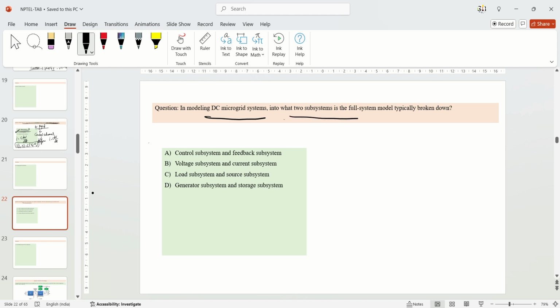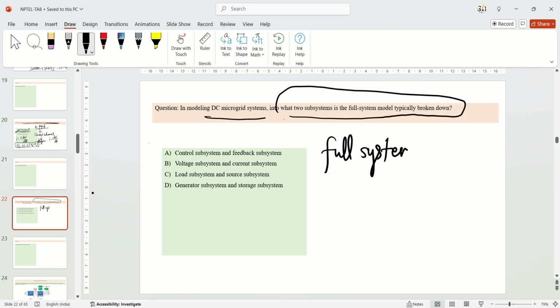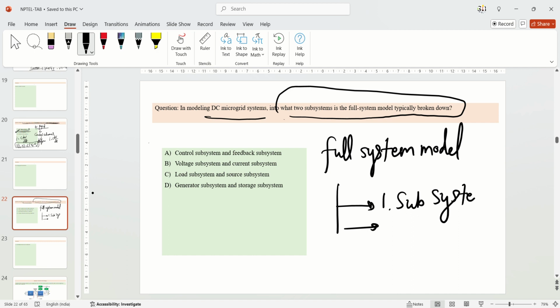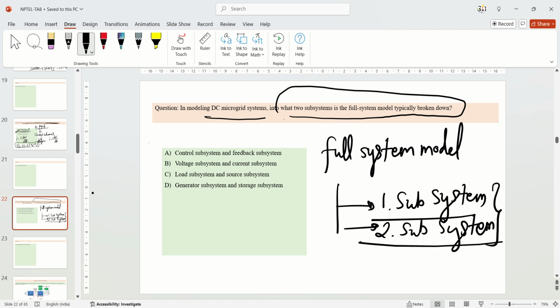There are two subsystems in the full scale microgrid system. Suppose you have the full system model; it can be broken down into two subsystems: the first subsystem and the second subsystem. Just let me know which of the options are correct related to this. Which could be the first subsystem, and which could be the second subsystem? Just think over it.